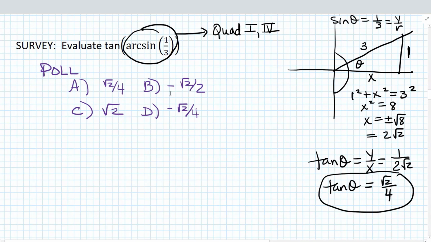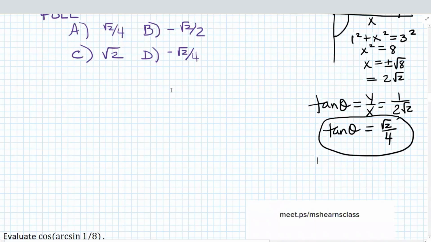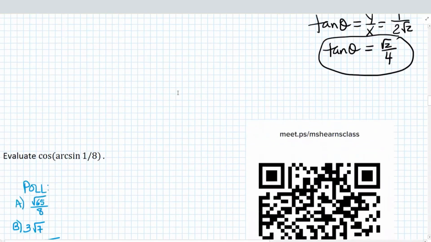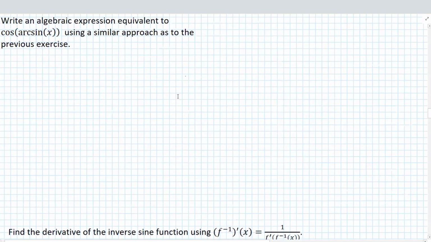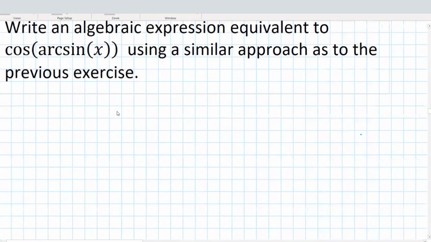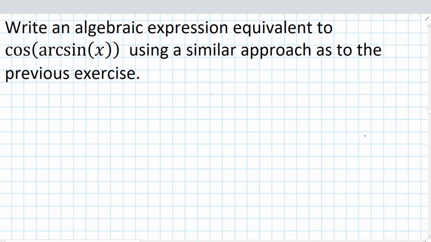Okay, so this is all review, but I really felt it was important that we do that because we're going to need to use expressions like this one, cosine arcsine of x, where there's no number. Okay, and so it actually turns out you can write this expression without any trig functions at all, which is crazy to me. So watch what happens.